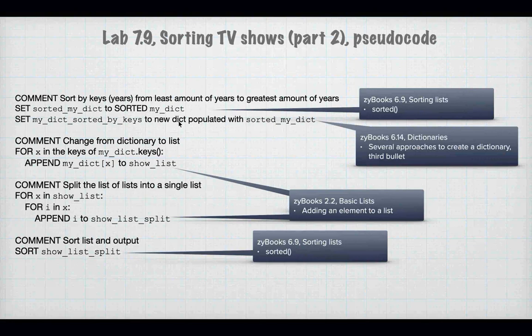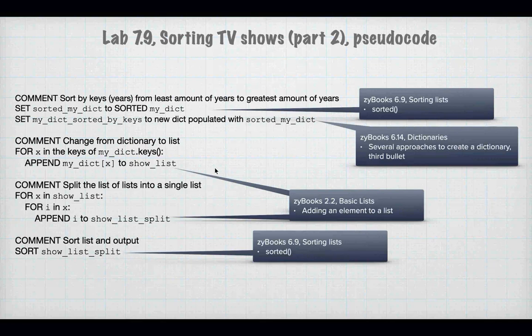You're going to sort it by keys, and you're going to populate a new dictionary called sorted_my_dict. And then we're going to change from a dictionary to a list. So that's what we're going to do here. We're just going to go through the keys in my dictionary. So you need to do a .keys right there.